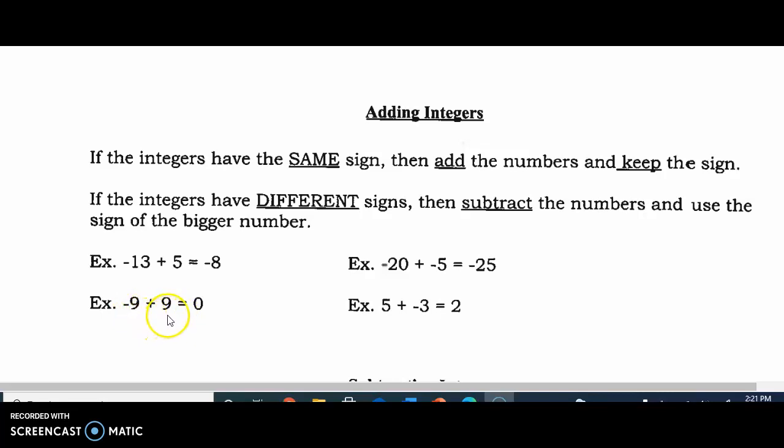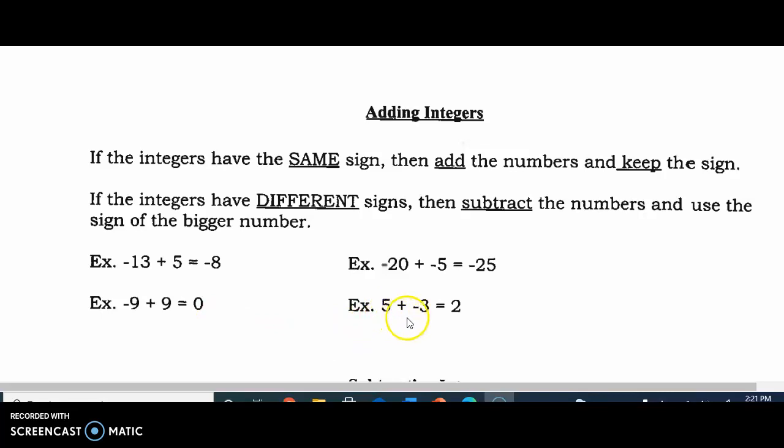So we have a negative and a positive. So we have different signs. So we subtract the numbers. So 9 minus 9 is 0. Now this is tricky because 0 is neither negative or positive. 0 is always 0. Okay, so there's no bigger number here, so you can't put the sign of a larger number. But since they are the exact same number and the answer is 0, 0 is neither negative or positive.